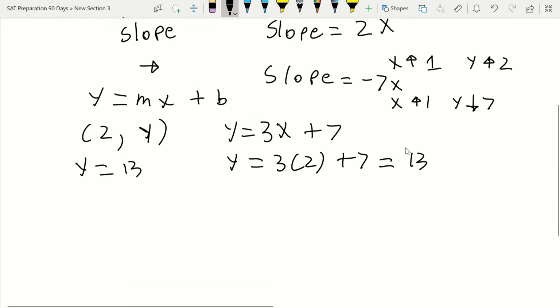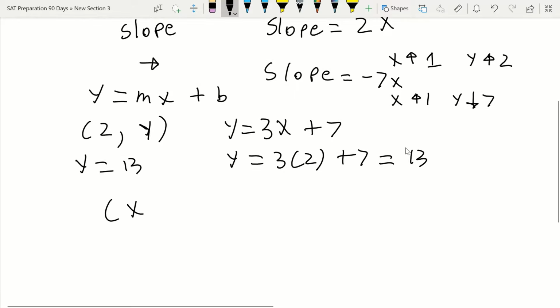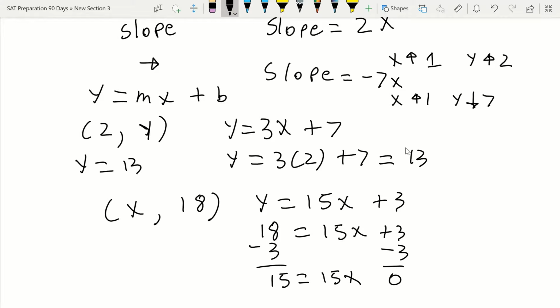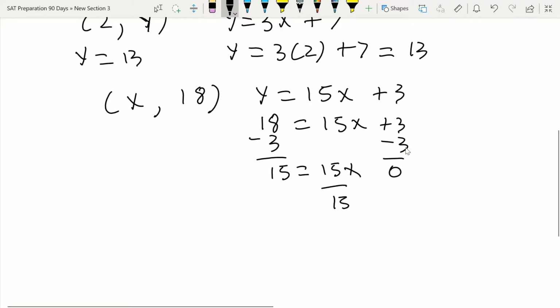Likewise, let's say that we are given y, but not x, so we have to solve for x. We're given that y is, we'll say 18, and we'll say that our equation was y is equal to 15x plus 3. So if y is 18, then 18 is equal to 15x plus 3, and we have to solve for x. We go ahead and subtract 3 from each side, and we get 15 is equal to 15x. We divide each side by 15, and we'll get that x is equal to 1. So that's a basic understanding of the slope-intercept equation.